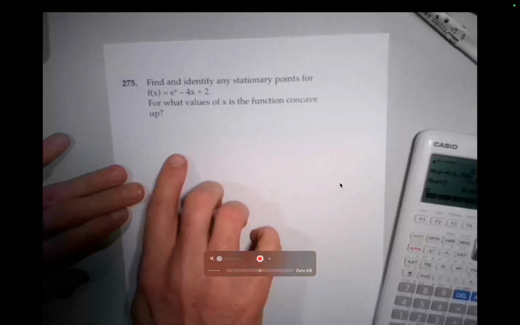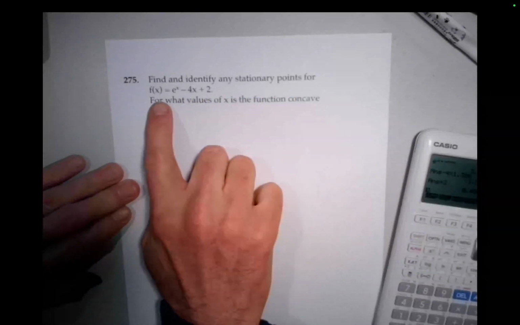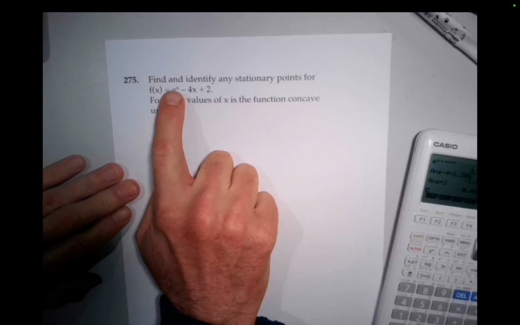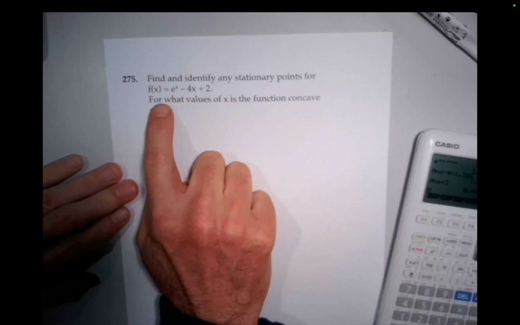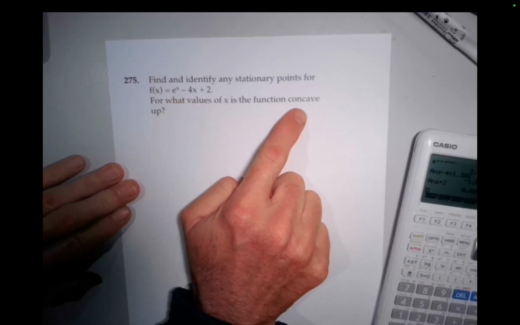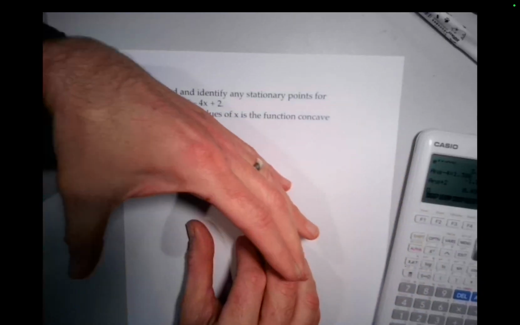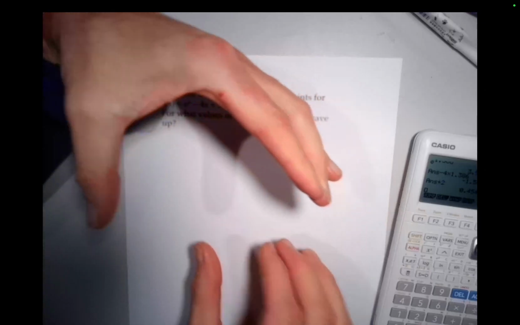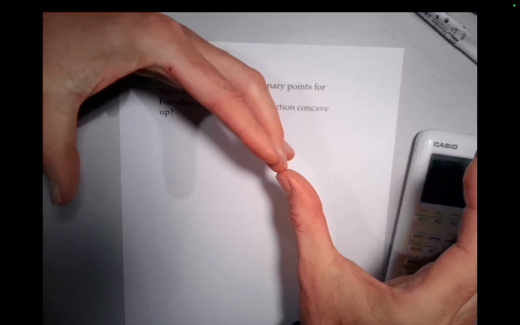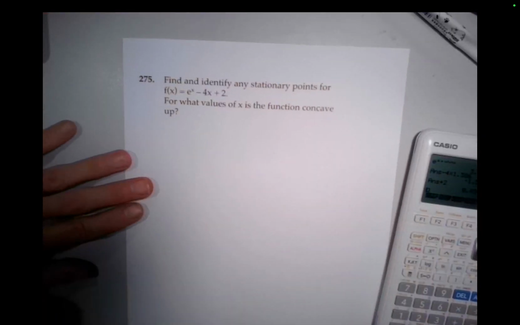Okay, number 275, find and identify any stationary points for this function. Now there's an exponential in here, that gets interesting. For what values of x is the function concave up? So that's this shape here, that's concave up, whereas that there is concave down. And points of inflection are where the two concavities change.